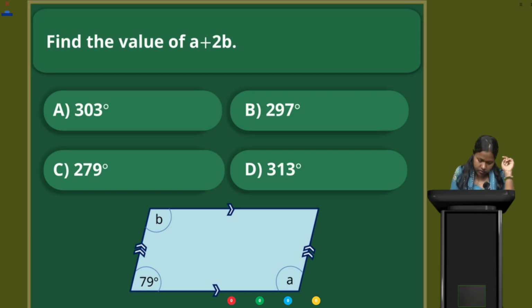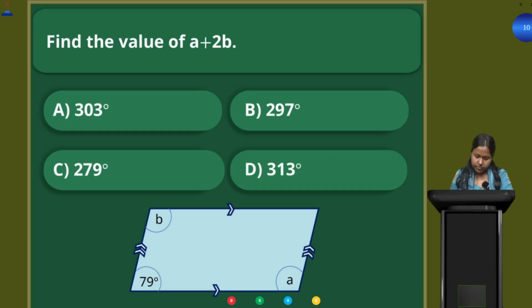So let's see how many of you are able to answer. I am giving you time. I am increasing the time actually. So all of you try to answer this question within 45 seconds. Your options are 303 degree, 297 degree, 279 degree, 313 degree.